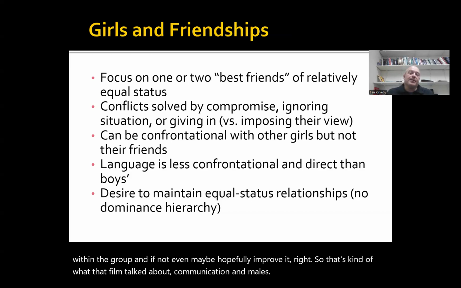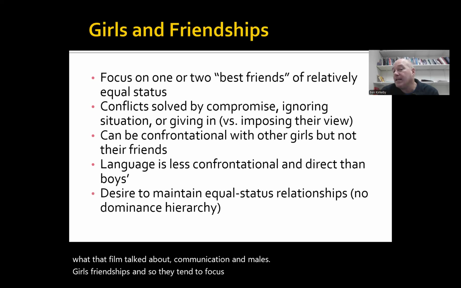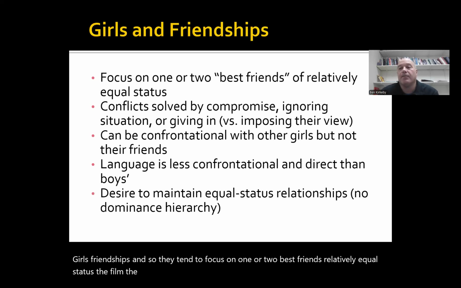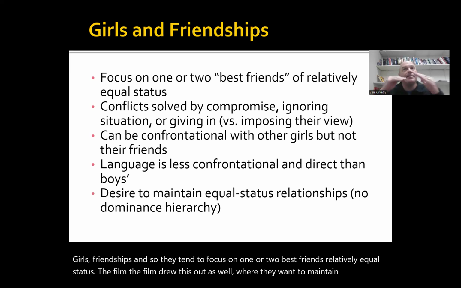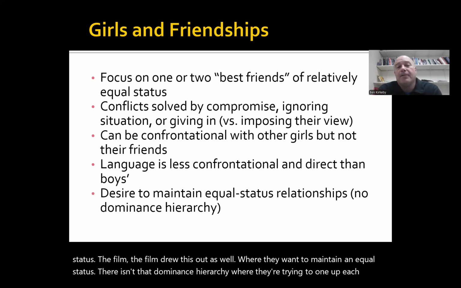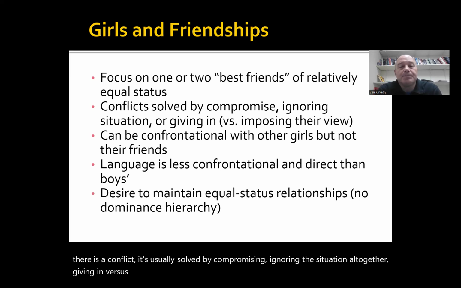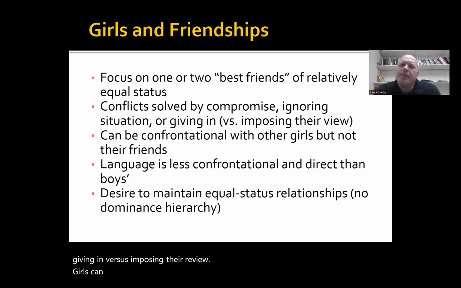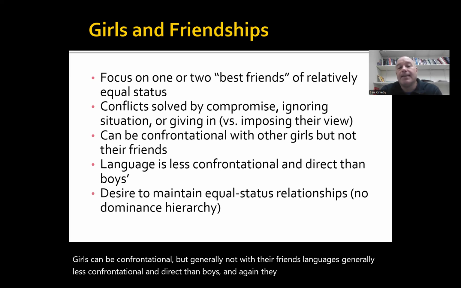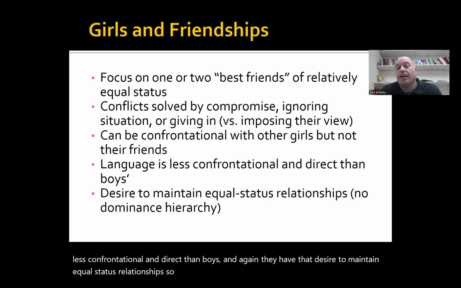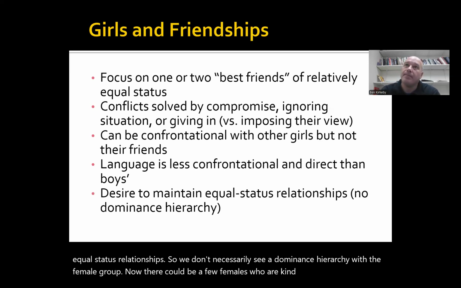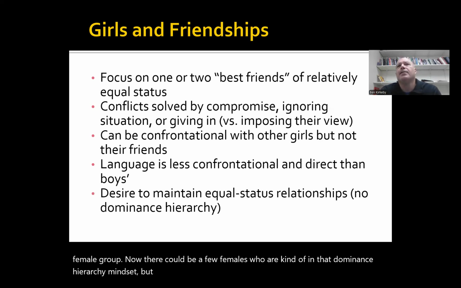Girls' friendships tend to focus on one or two best friends of relatively equal status. The film drew this out as well, where they want to maintain an equal status. There isn't that dominance hierarchy where they're trying to one up each other. If there is a conflict, it's usually solved by compromising, ignoring the situation altogether, or giving in versus imposing their view. Girls can be confrontational, but generally not with their friends. Language is generally less confrontational and direct than boys. And again, they have that desire to maintain equal status relationships, so we don't necessarily see a dominance hierarchy with the female group. Now, there could be a few females who are in that dominance hierarchy mindset, but generally speaking, you don't see that very often.